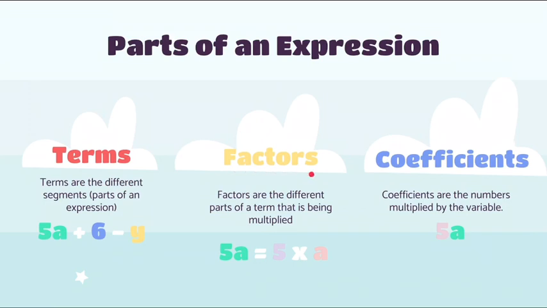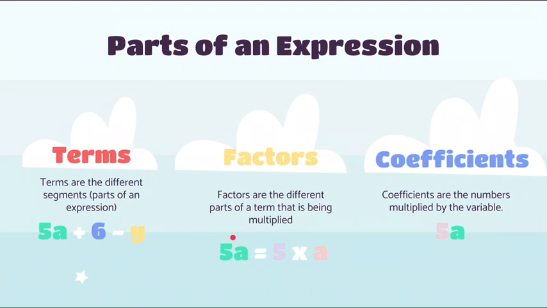Factors. Factors are the different parts of a term that is being multiplied. Back to our original expression, 5a. As you might already know, when a number is directly next to a variable, that means that they're being multiplied, so that can be transcribed as 5 times a. Factors are the numbers that are being multiplied. So in this problem, the factors are 5 and a.